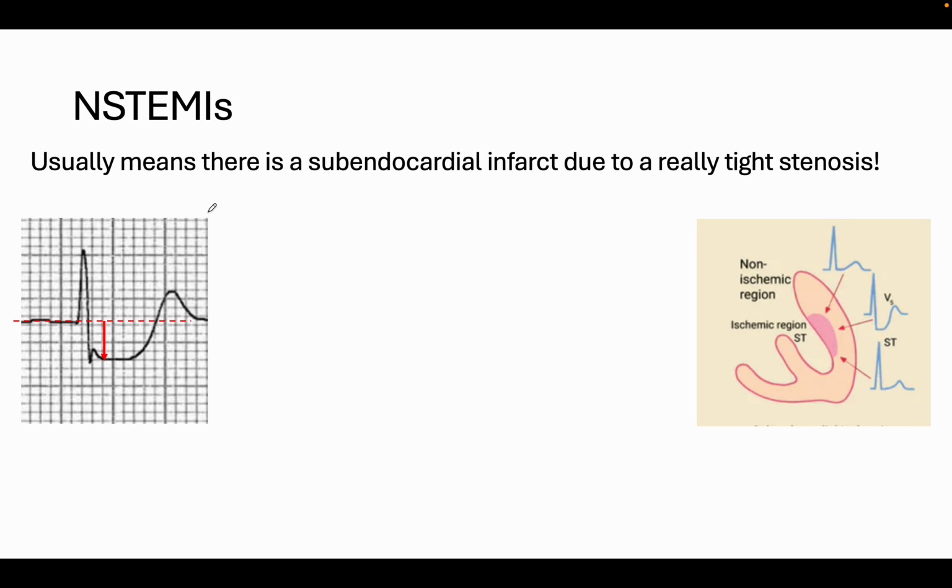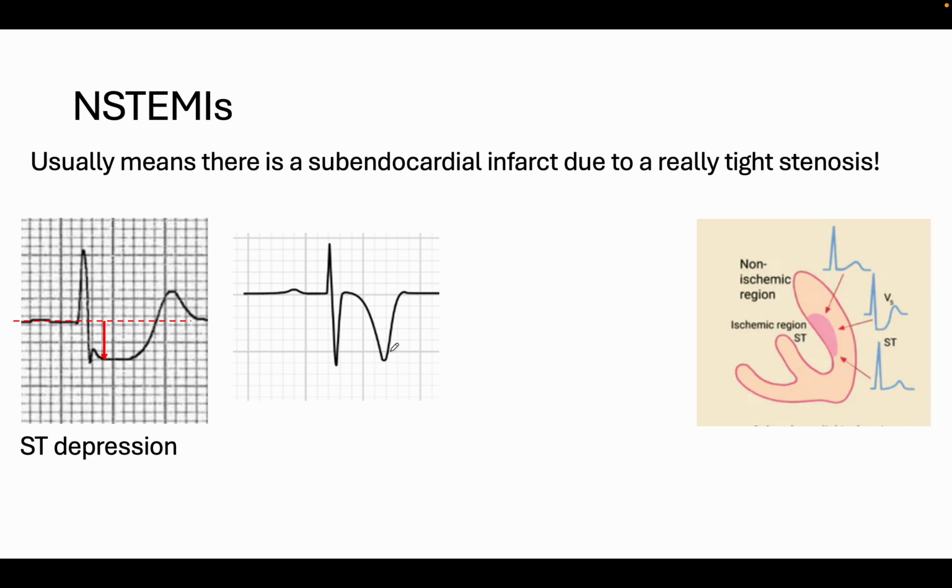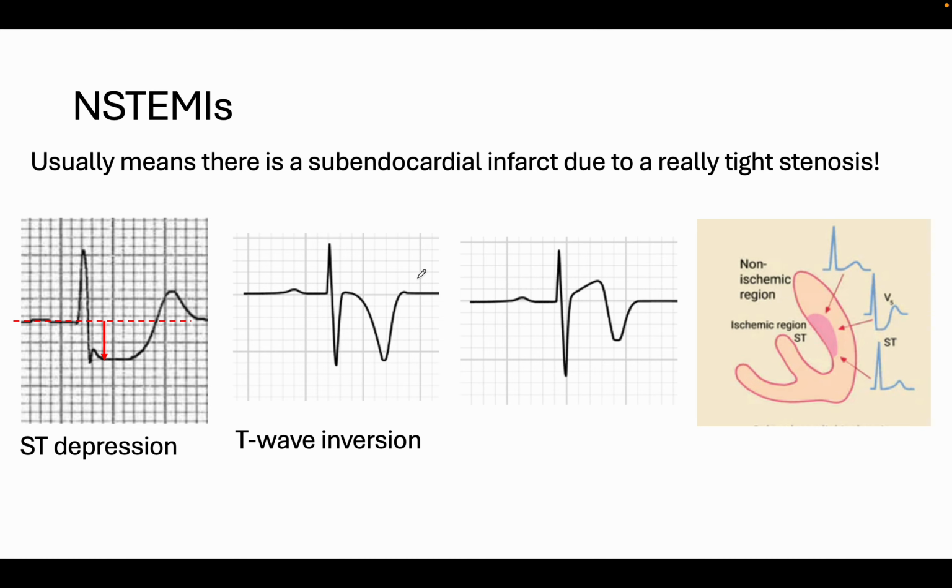So findings that you'll see in an NSTEMI is classically an ST depression, which is when the J point, instead of lying on the isoelectric baseline, has moved downwards. Other findings that you might see for an NSTEMI are T-wave inversion and biphasic T-waves, which is when the T-wave looks like a sine wave.